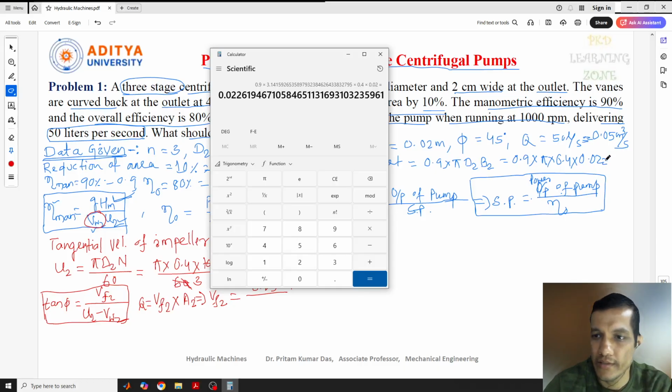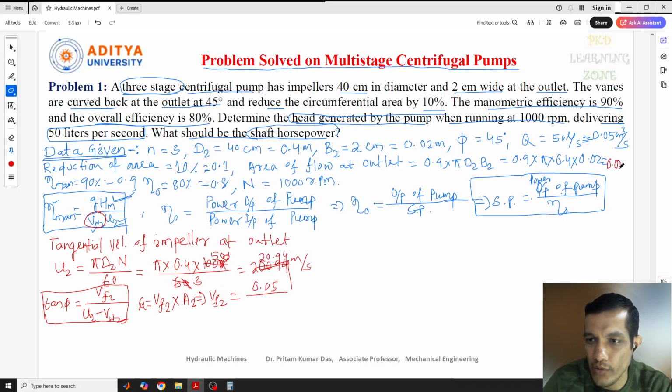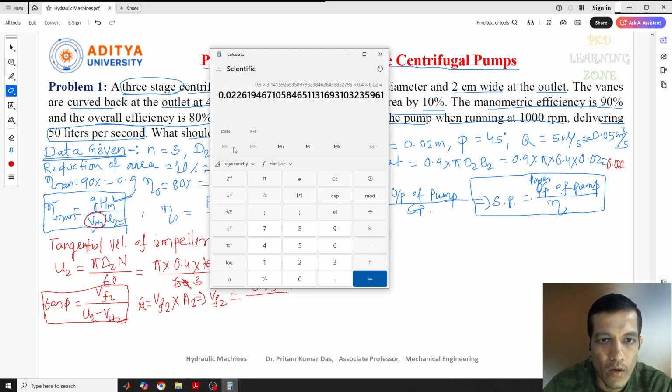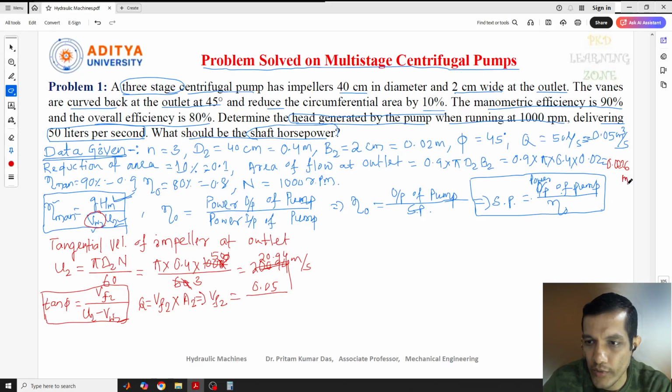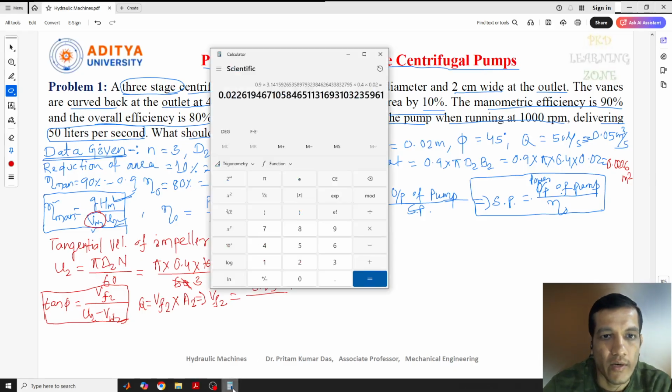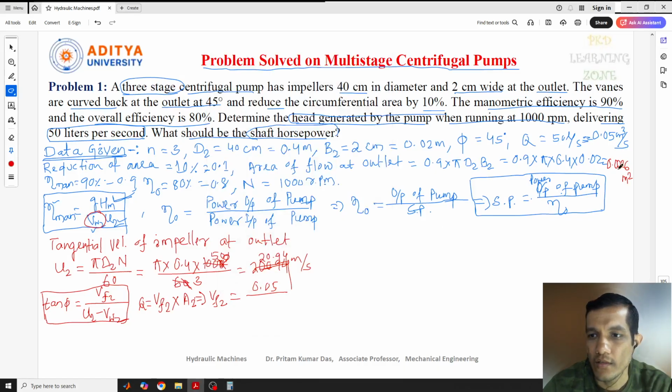So the area is 0.0226 meter square. Okay, this is our area. This much value is enough. Now we need to put the value here: 0.05 divided by 0.0226, and we'll get the value of vf2.